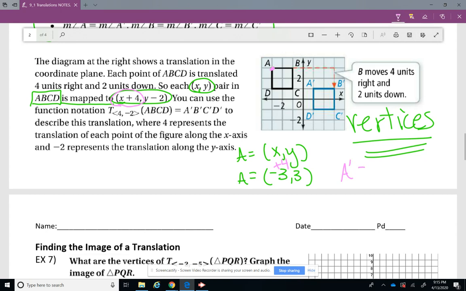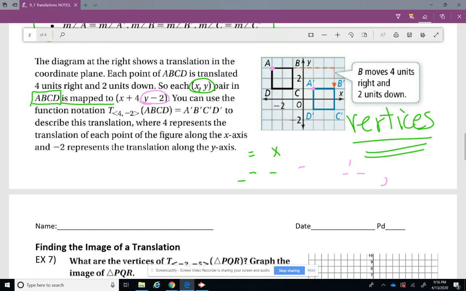A prime equals 1. Now, if you take that y and minus 2 from it, right here in pink, minus 2. What's 3 minus 2? 1. Look at this point right here and see if it matches that. 1, 1. Cha-ching.